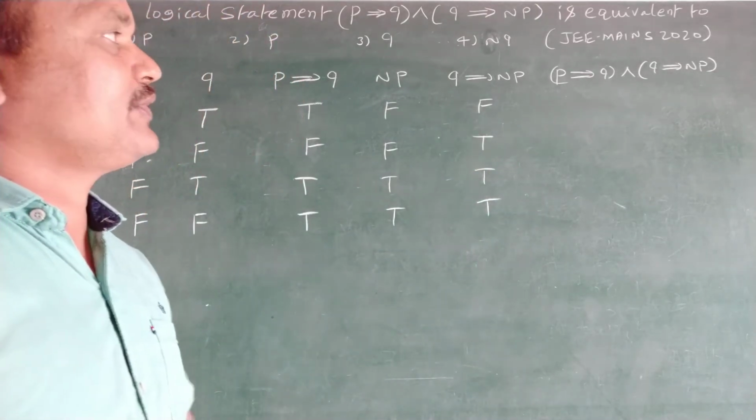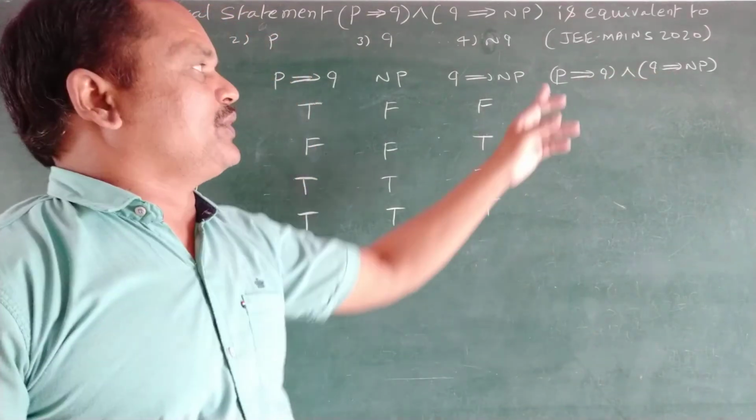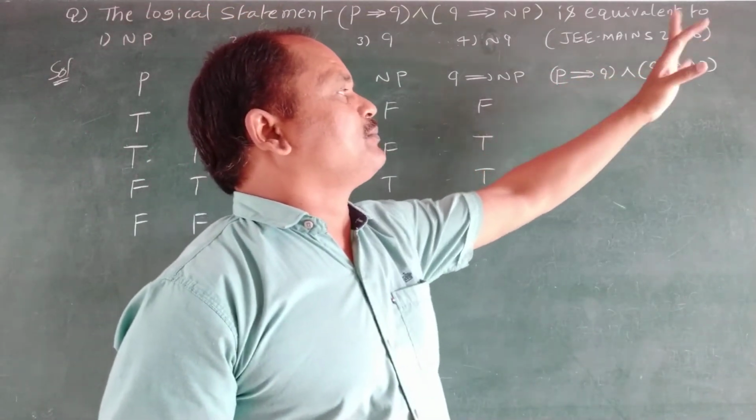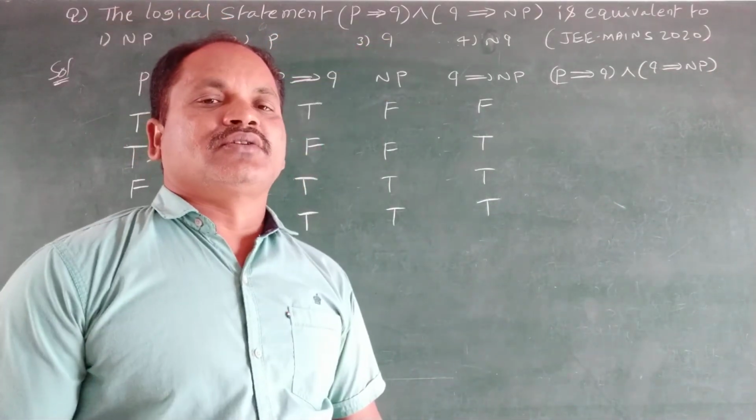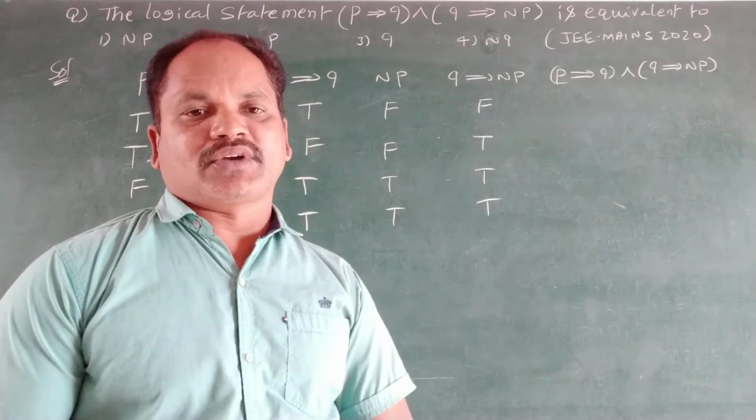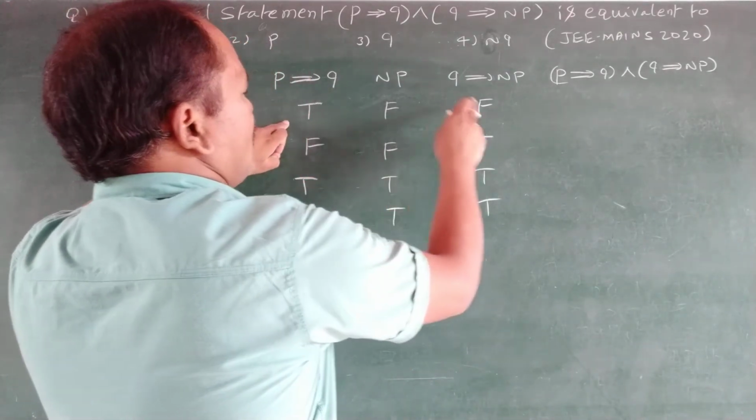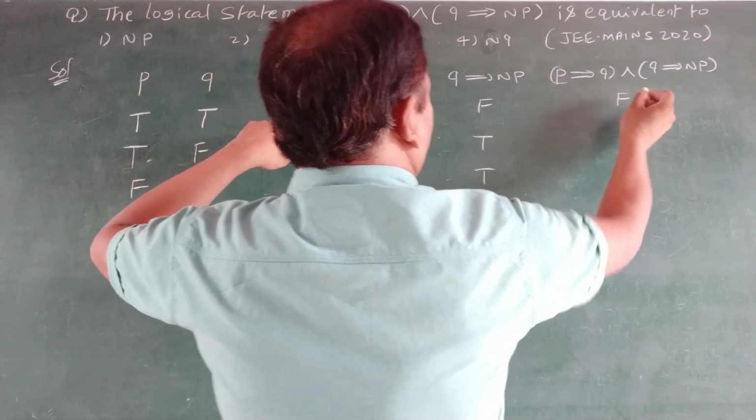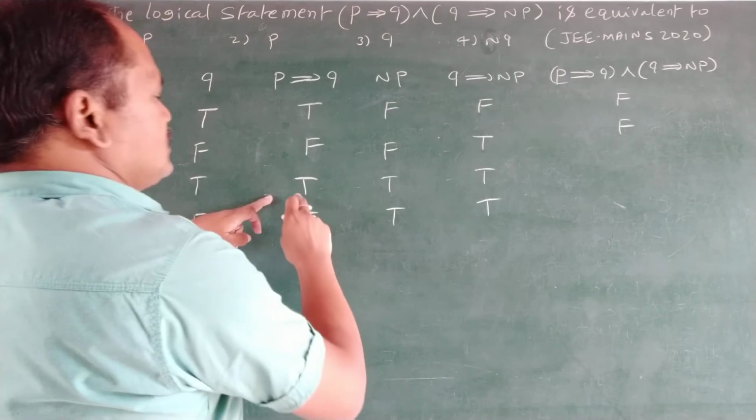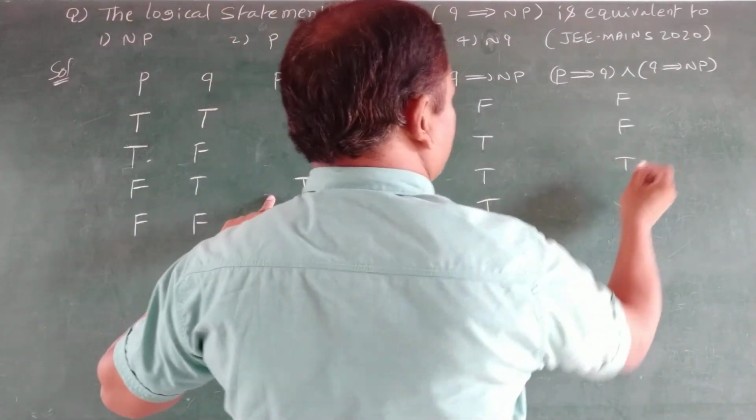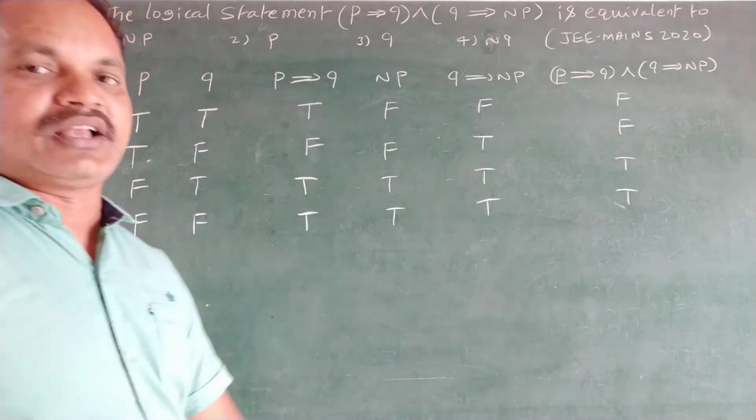Now we are going to the conjunction. Conjunction for this one: P implies Q and Q implies negation of P. For conjunction, if both are true, it is true. Otherwise it is false. That's why here it is true, false. It gives false. Now false, true. It gives false. True, true. It gives true. True, true. It gives true. That's all.